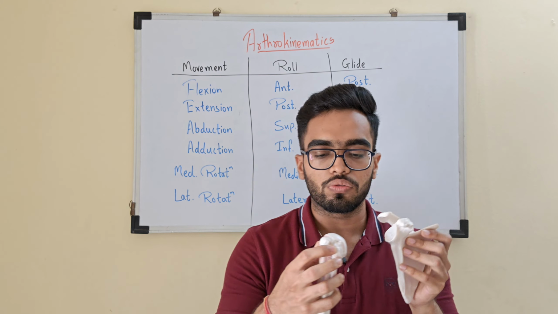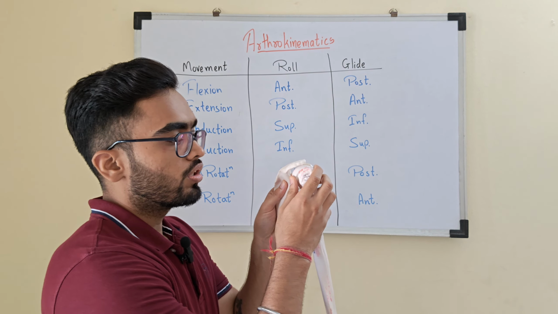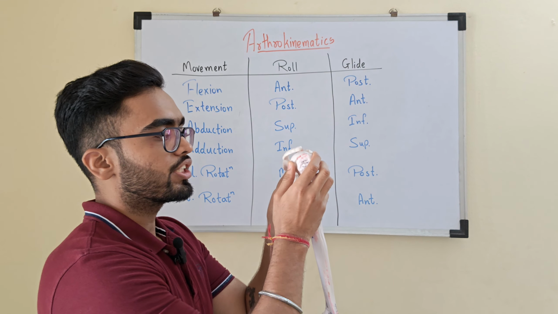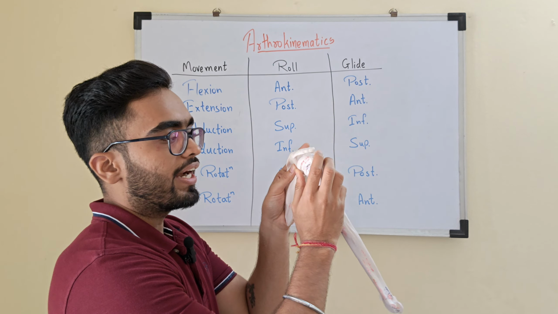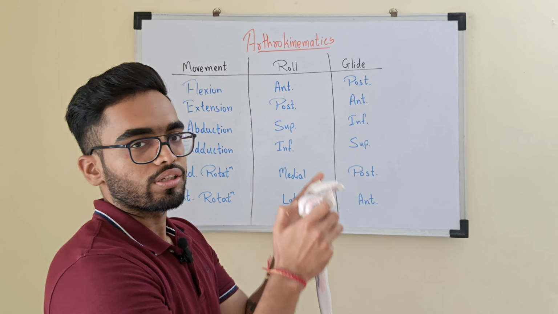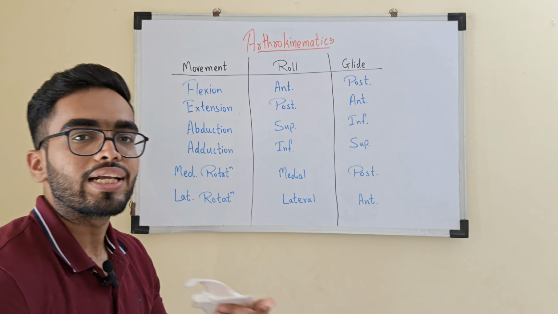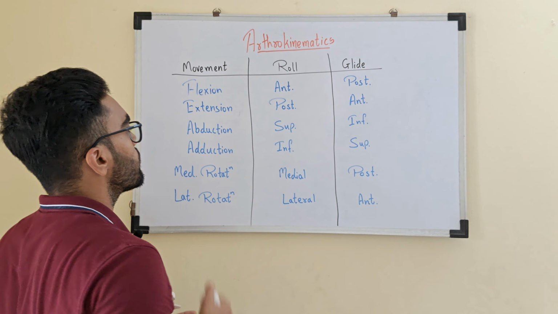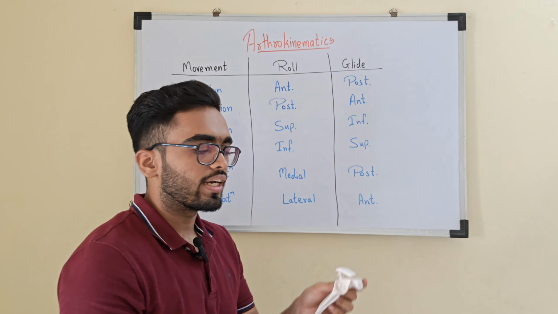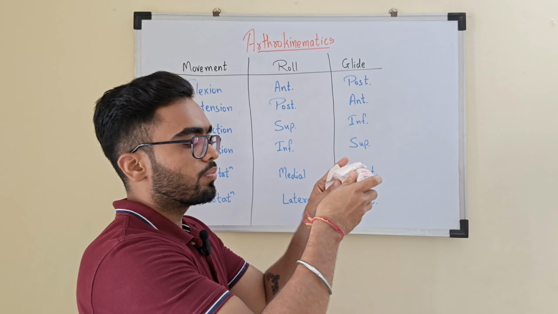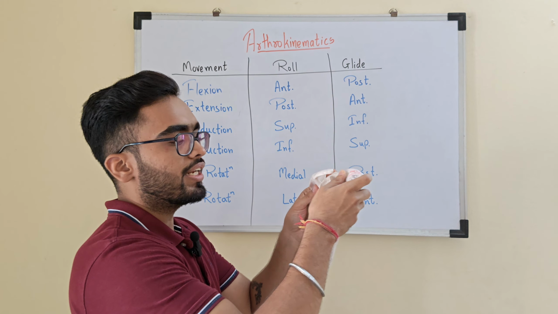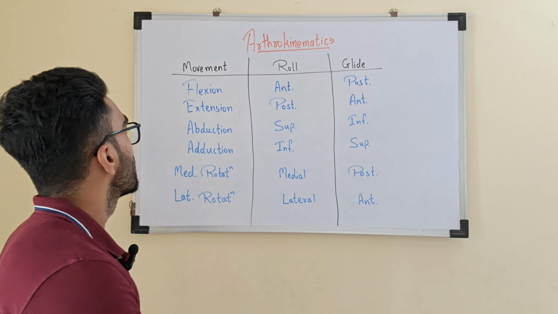So let's try and do our flexion. The roll is in anterior direction while the glide is in posterior direction. Okay. Now similarly in extension, it is exact opposite. The roll is in posterior direction while the glide is in anterior direction.